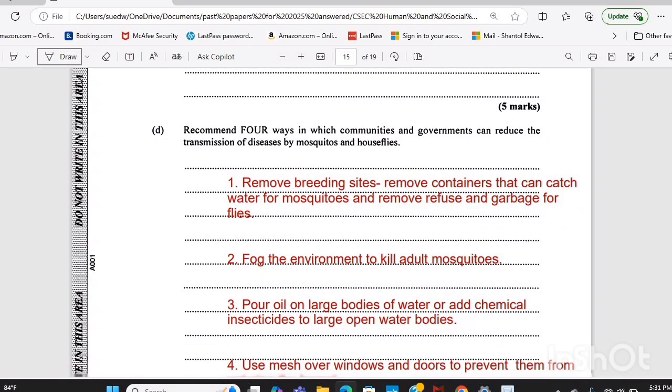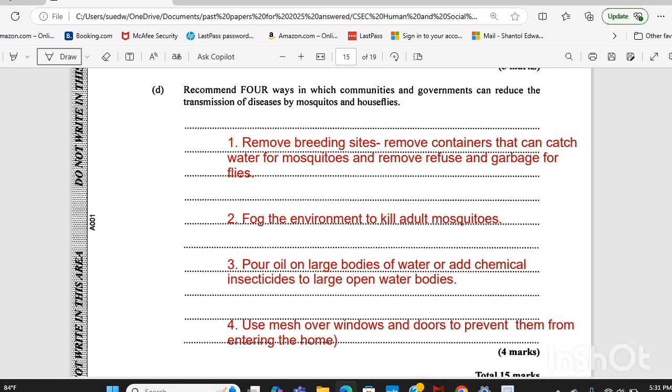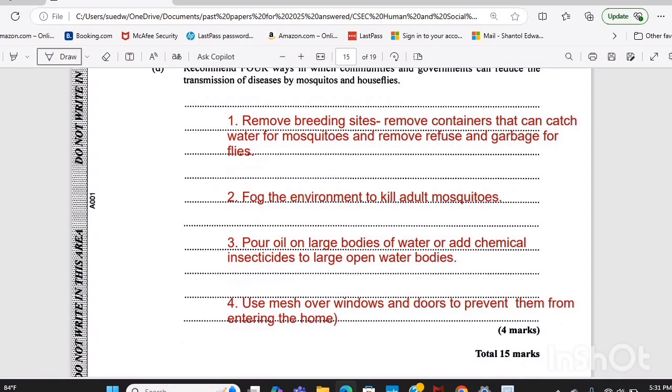All right. Now it says, recommend 4 ways in which communities and governments can reduce the transmission of diseases by mosquitoes and houseflies. And students, whenever you see the word recommend or suggest, these are your opinions. Once they are totally sensible, even if you've never seen them in a textbook, we can use them and give you your marks.